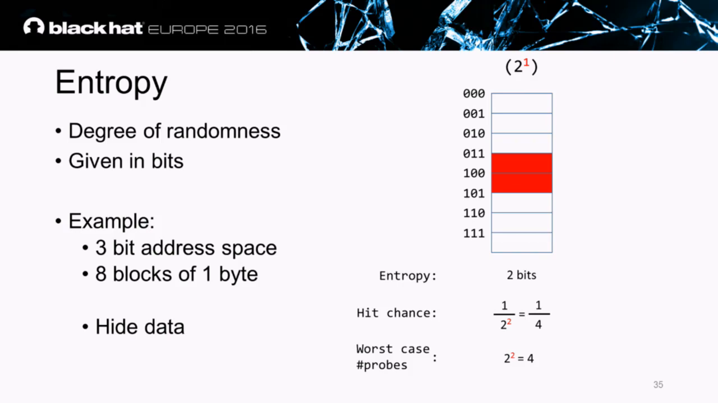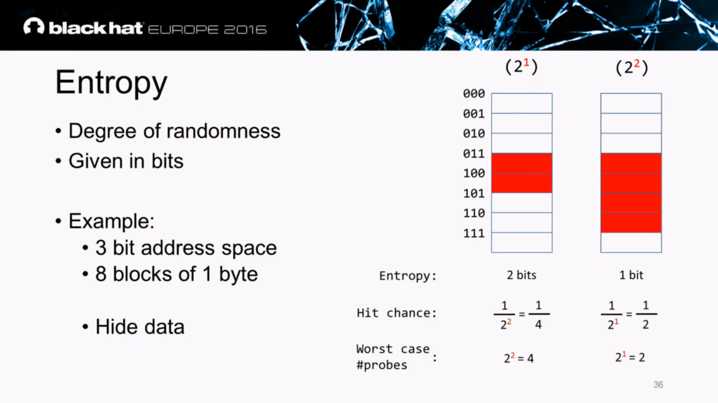From this entropy in bits, you can understand that the hit chance is 1 divided by 2 to the power of 2, which is the entropy, which is 25%. So if you try to randomly hit the safe stack or this memory region, your chance of hitting it is 25%. And if you have a probe capability, you would need 4 probes in the worst case.